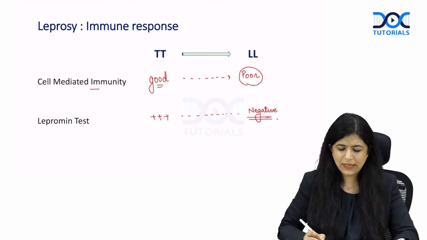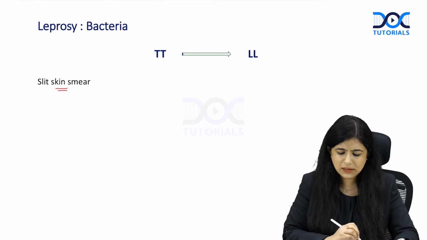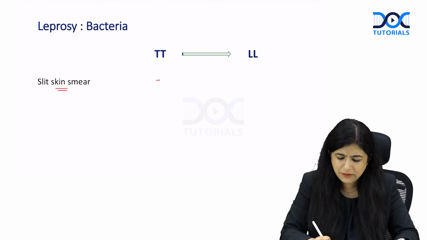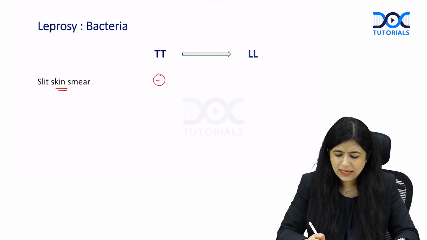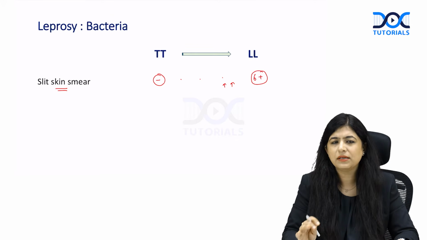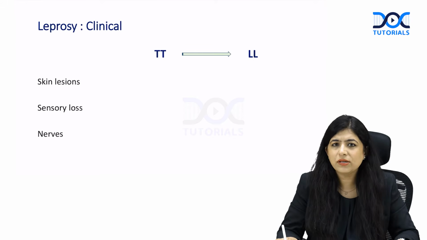in the lepromatous pole. Now, the bacteria, which can be seen in the slit skin smear: obviously if the immunity is very good, it will kill the bacteria. That will be negative in the TT. As we move to BT, BB, and BL, the bacteria keep increasing, while it is maximum, 6+, in the lepromatous pole.